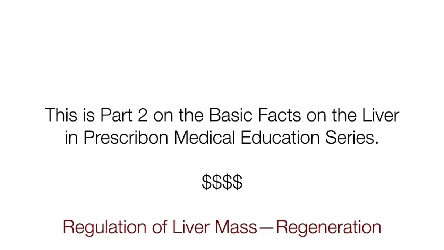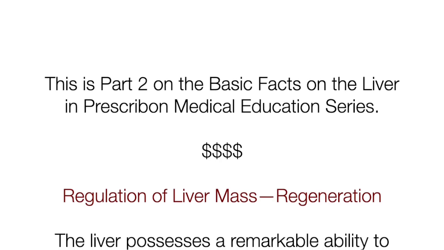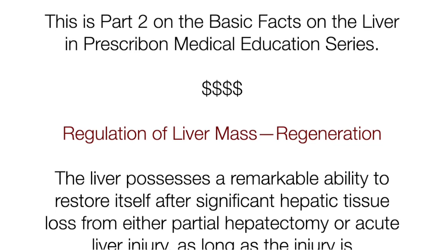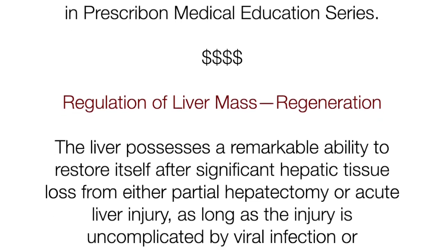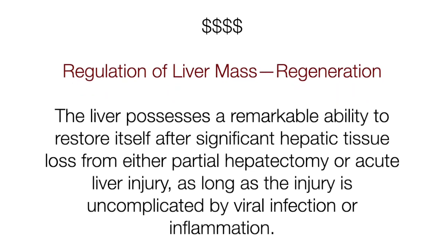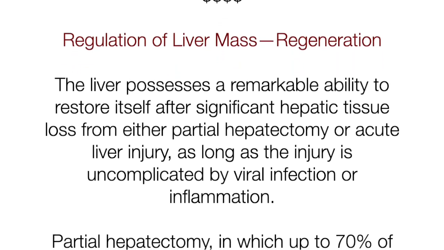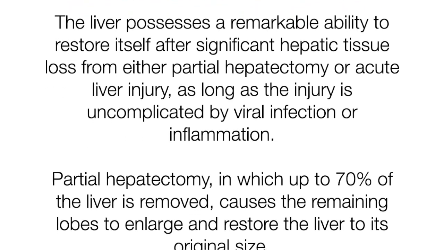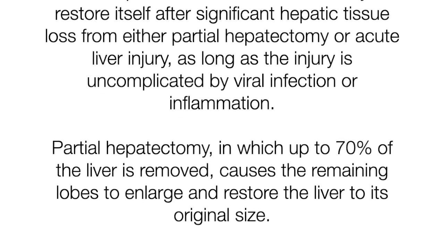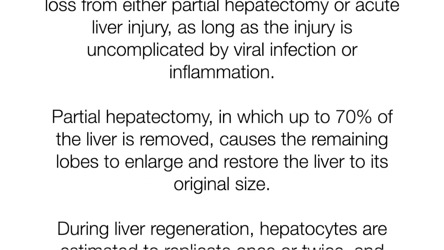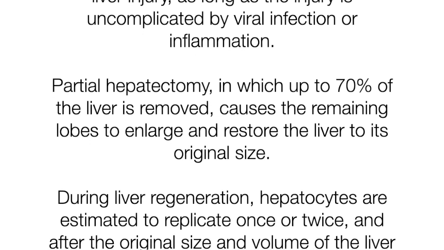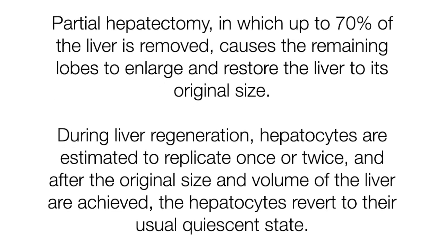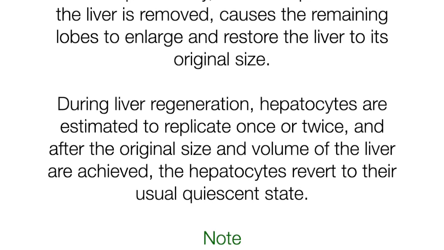Continuing on the discussion, regulation of liver mass, that is regeneration. The liver possesses a remarkable ability to restore itself after significant hepatic tissue loss from either partial hepatectomy or acute liver injury, as long as the injury is uncomplicated by viral infection or inflammation. Partial hepatectomy, in which up to 70% of the liver is removed, causes the remaining lobes to enlarge and restore the liver to its original size.